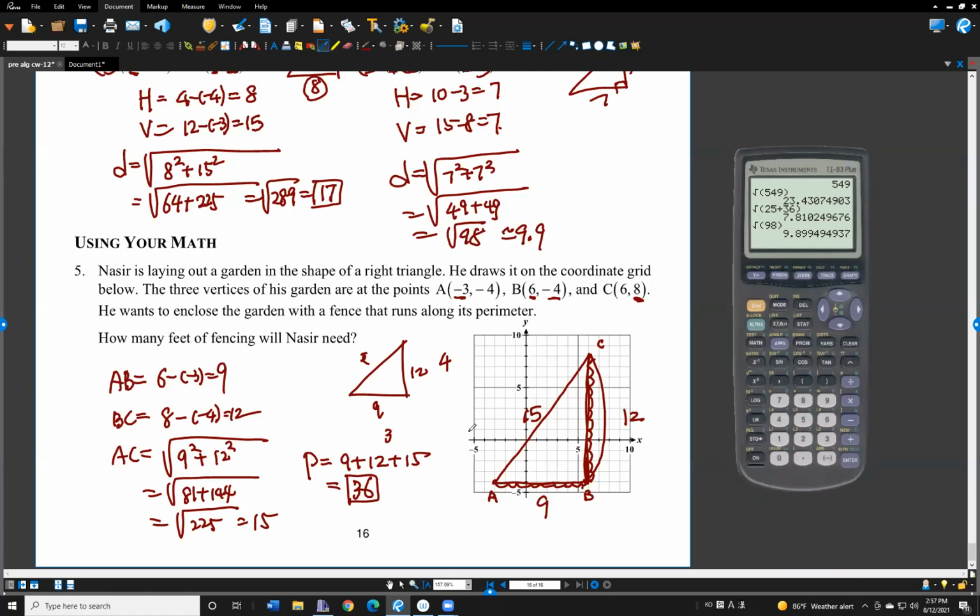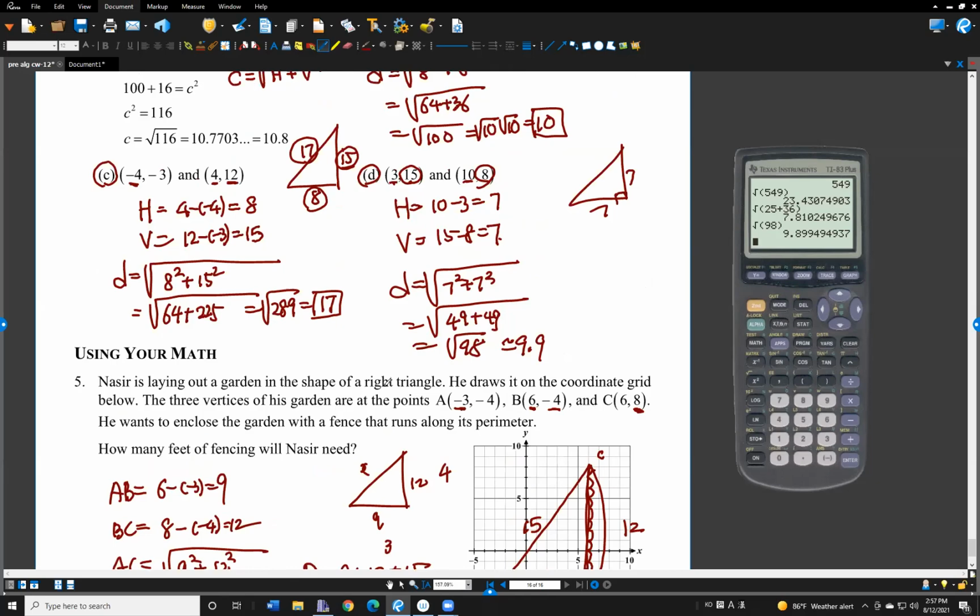Okay, we are all done with this Pythagorean theorem, okay? Any questions about this?